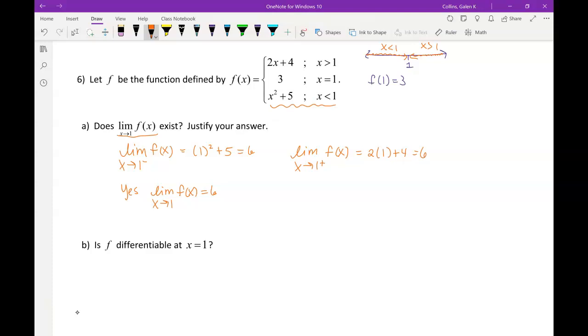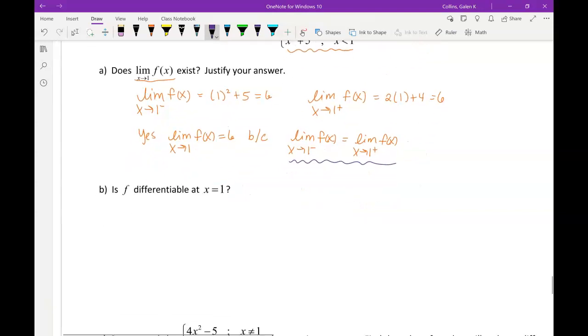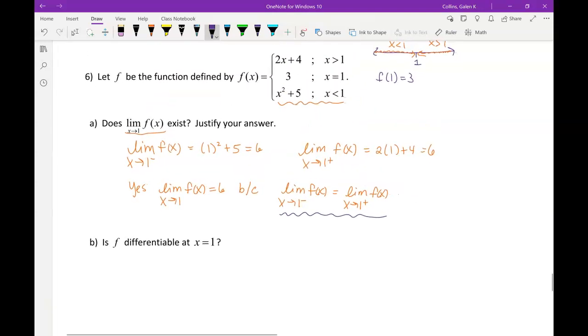But I have not justified my answer yet, because I must take it one step further and say, because you can do b/c, that should be just fine. The limit of f of x as x approaches 1 on the left is equal to the limit of f of x as x approaches 1 on the right. Now we have justified it. That is the definition of a limit. And we did that very early in Unit 1. You would have to look through the spiral to see where that is. All right.